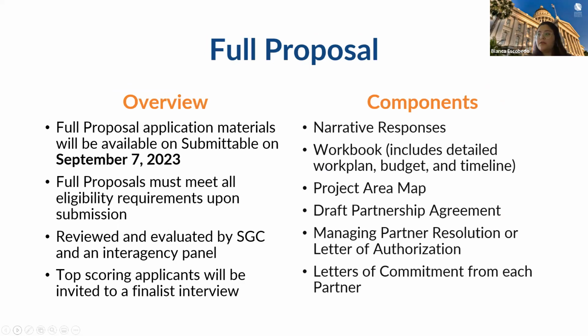So with the full proposal, we will make materials available on September 7th, 2023, after the pre-proposal deadline. And the full proposals should meet all of the eligibility requirements upon submission. We'll also be reviewing this within SGC internal staff in an interagency panel, and we'll invite top scoring applicants to a finalist interview in January. The components for this are similar to the pre-proposal, just with more detail. However, we're going to require narrative responses, a more detailed workbook, work plan, budget, and timeline, a project area map, a draft partnership agreement, a managing partner resolution or letter of authorization, and letters of commitment from each partner.